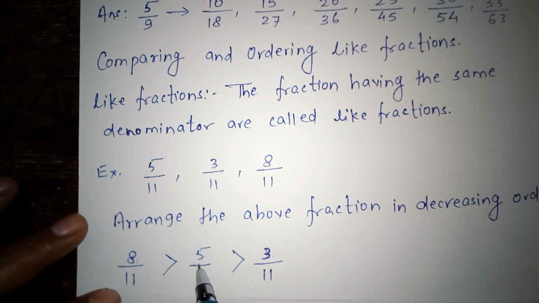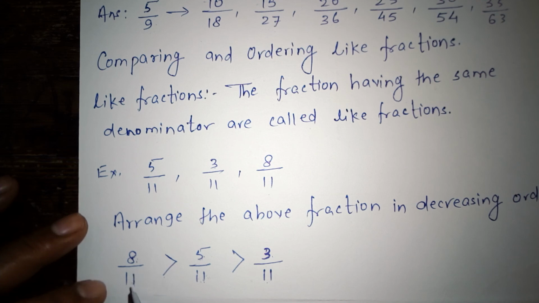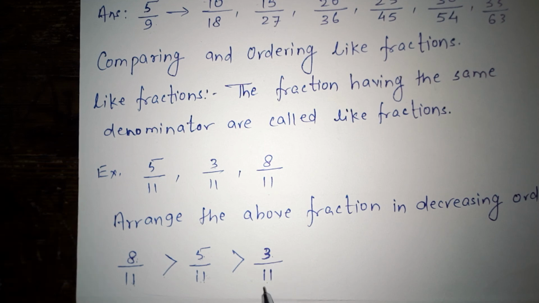Then 5 upon 11 is less than 8 upon 11. Then 3 upon 11 is less than 5 upon 11. So when you arrange these fractions in decreasing order, what will you get? 8 upon 11 is bigger than 5 upon 11. 5 upon 11 is bigger than 3 upon 11. So my dear students, these are some problems according to the basic point.